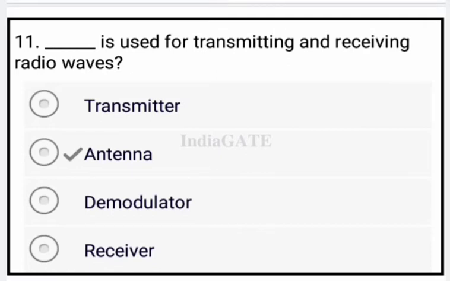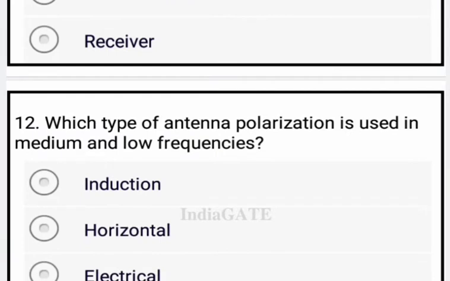Dash is used for transmitting and receiving radio waves. The correct answer is antenna, which is used for transmitting and receiving radio waves. So option B is your correct answer. Next question.